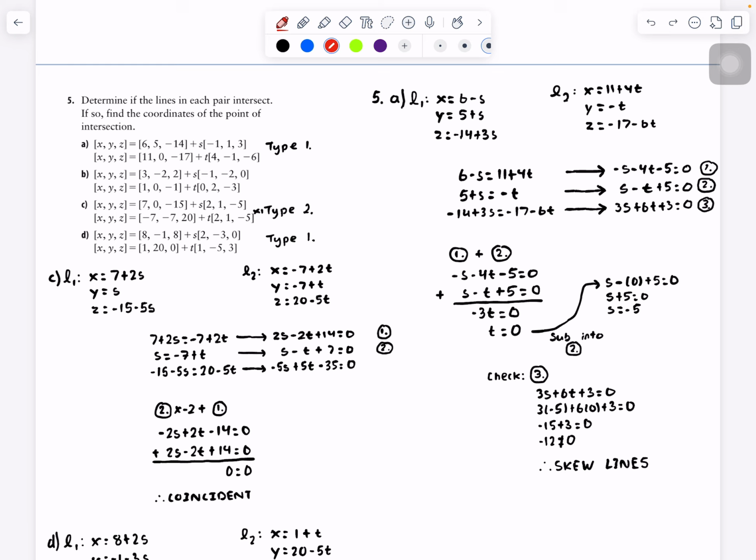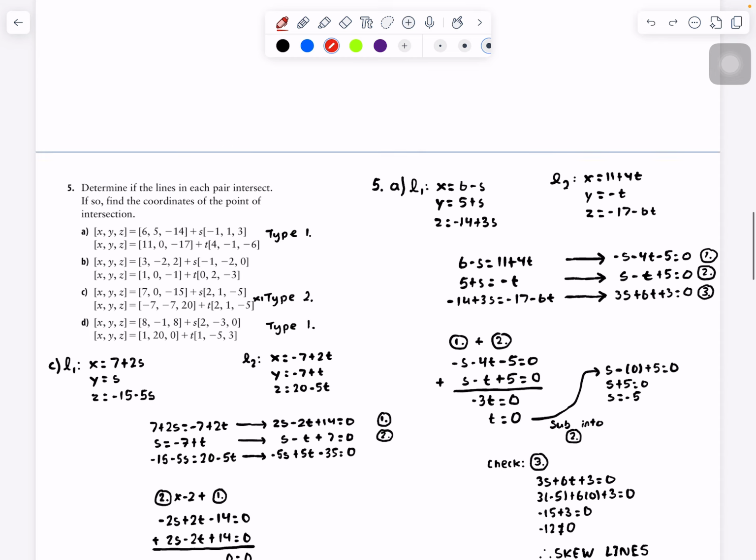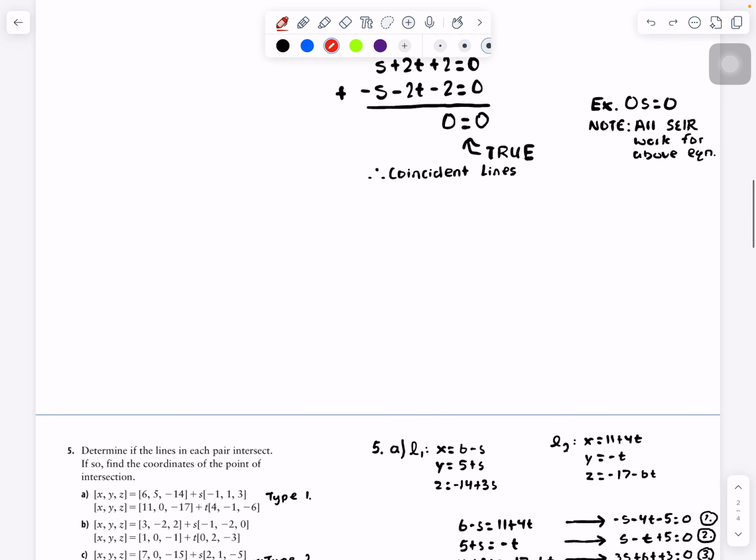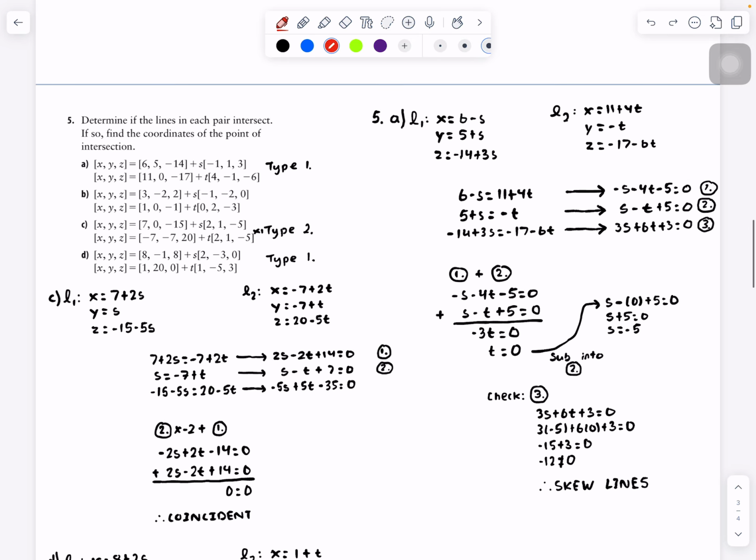So then I added the 2 equations. And then I got minus 3t equals 0. So then I got t equals 0. Now remember, I was working with a type 1 problem. So I'm going now down this route. Okay? So I'm not expecting just a mathematical statement at the end. I'm actually going to get something for t and s. So I got t equals 0.